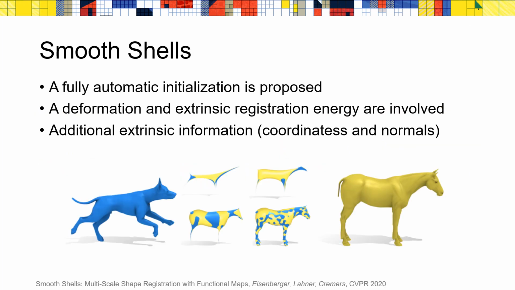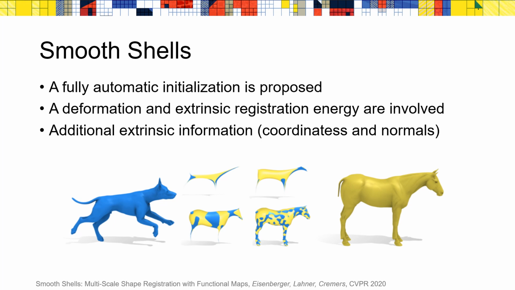Finally, I would like to give a few words about a method that has been recently proposed. So the smooth shell method proposed at CVPR this year. And there is a lot of insight in the smooth shell method. So in this method, a fully automatic initialization is proposed, and also an extrinsic registration energy is involved in the optimization of a point-to-point map.